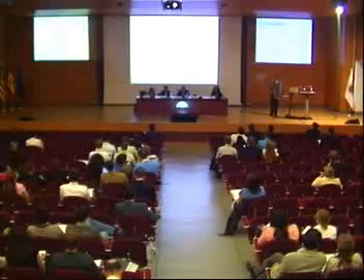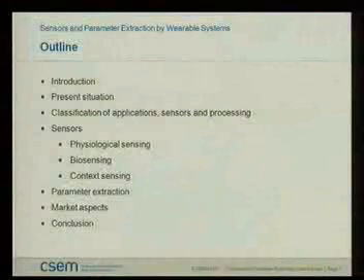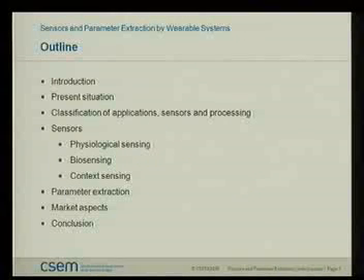I will start by presenting the current situation and go for the classification of applications since it has a link in the way we process the signal and to the sensors that we have to use, and then separate a little between different types of sensing when it is concerning the environment, the activity, or physiological measurements. And then some words about the extraction of parameters from this sensed signal. I will conclude with some consideration with respect to the market, actually the fact that there are only a few things on the market so far, and about summarizing the presentation.